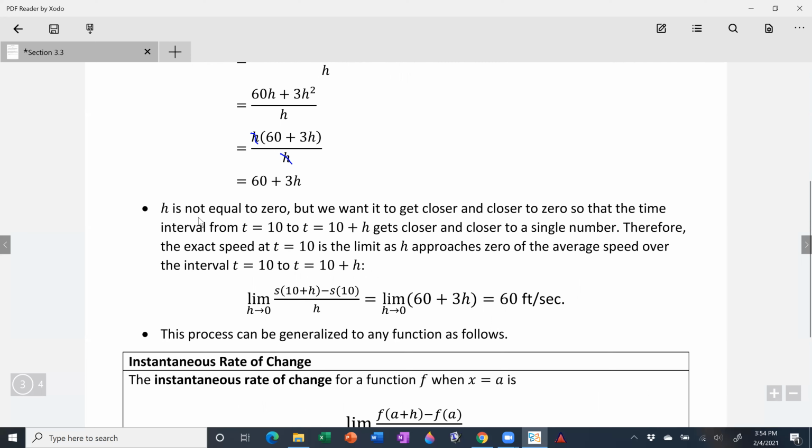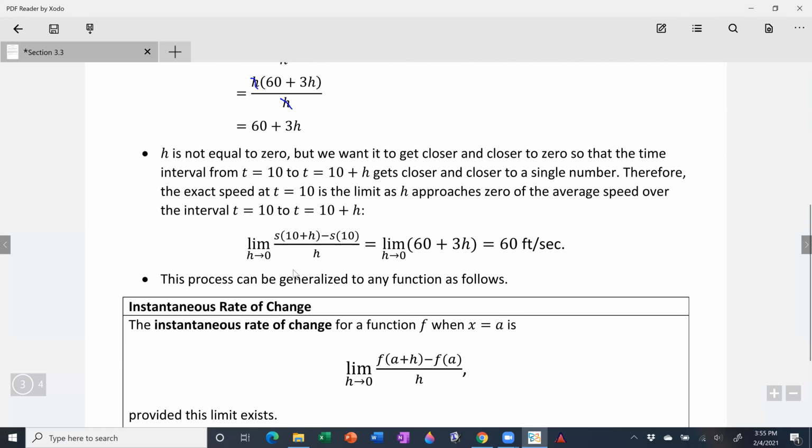Okay, so remember that h is not equal to 0, but we want it to get closer and closer to 0 so that the time interval from t equals 10 to t equals 10 plus h gets closer and closer to a single number. Therefore, the exact speed at t equals 10 is, like we thought, the limit as h approaches 0 of the average speed over the interval from 10 to 10 plus h. All right, and this is just awesome the way that this ends up working.